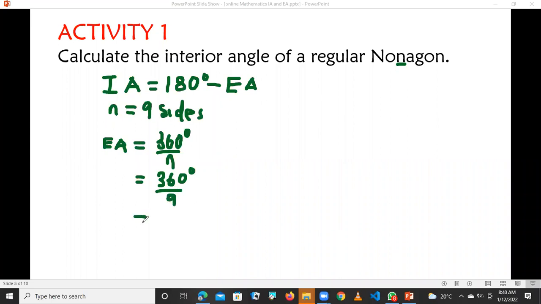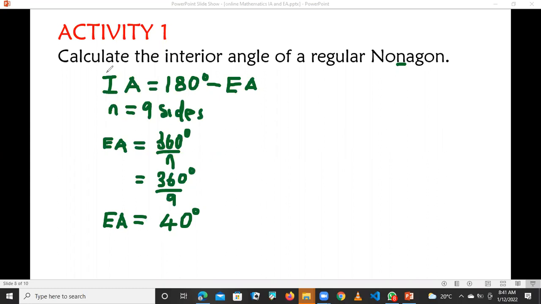Now, if you divide 9 into 360 degrees, you are going to get what? 9 into 360 degrees. So we'll get 40. Yes, thank you. Now this 40 is called what? It is the exterior angle. This 40 is the exterior angle.